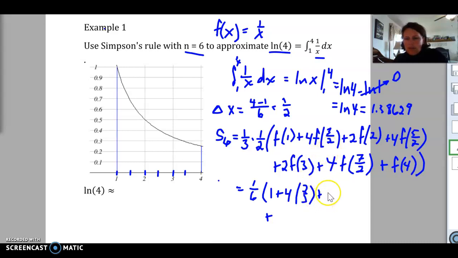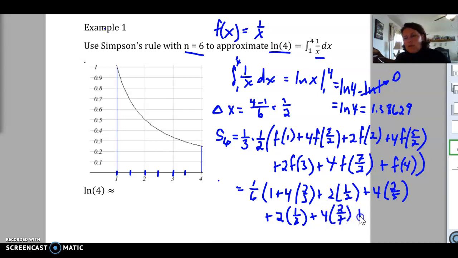So 4 times 2/3 plus 2 times 1/2 plus 4 times 2/5. I got a little carried away with our function notation there. Plus 2 times 1/3 plus 4 times 2/7 plus 1/4. Okay, there we go. Much better. So when I went through all of this, I kept them all as fractions so that I could find my exact value.